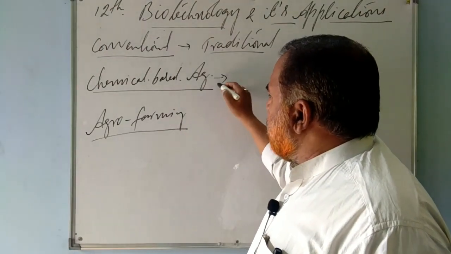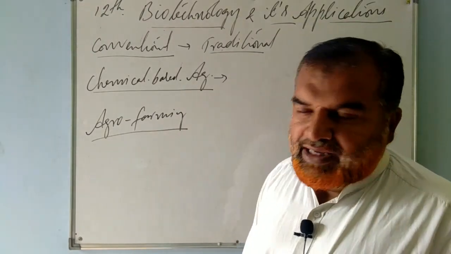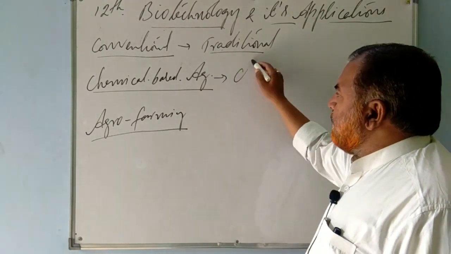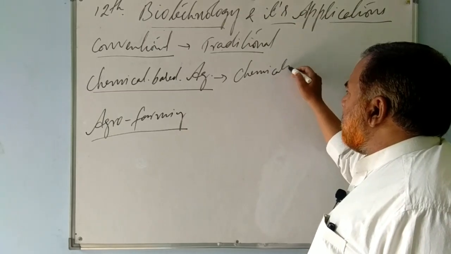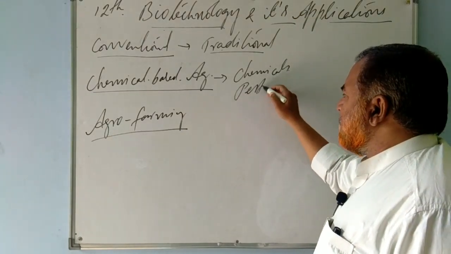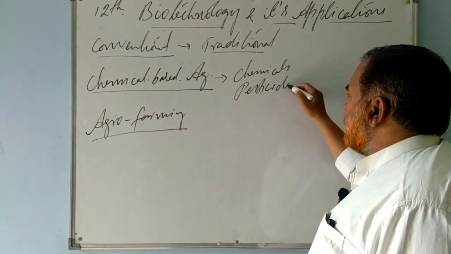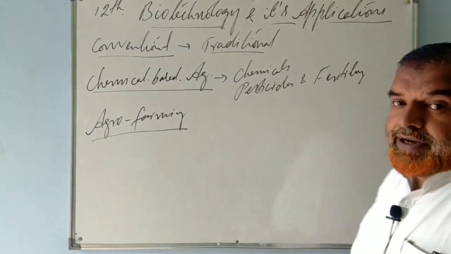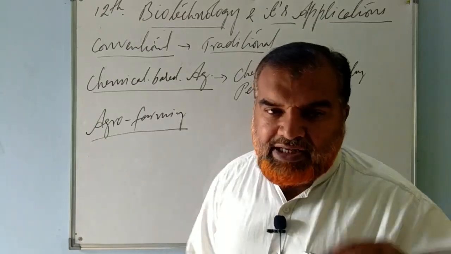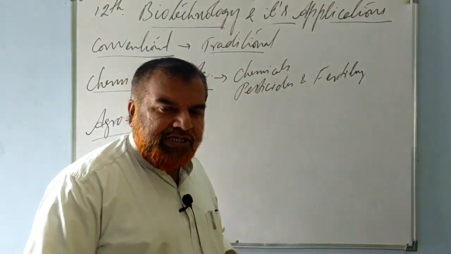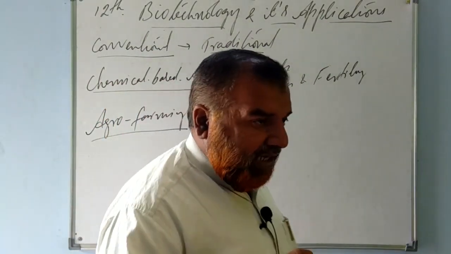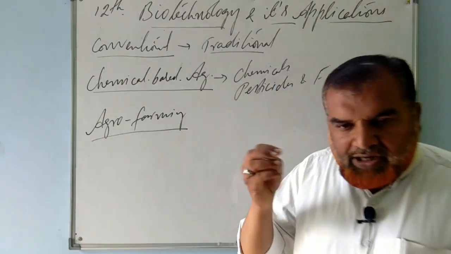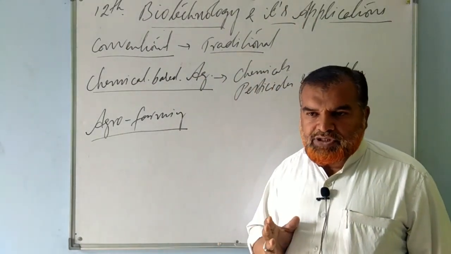So based on that, later we moved on to chemical based agriculture. That is nothing but using chemicals in the form of pesticides and also fertilizers to increase the productivity, to increase the yield. You are using insecticides, pesticides. These insecticides and pesticides are chemicals. They are toxic compounds, they are harmful compounds.